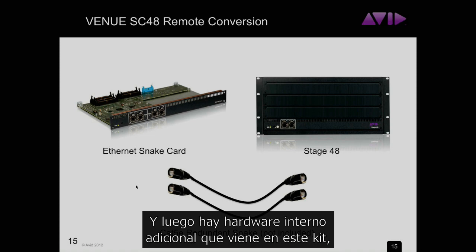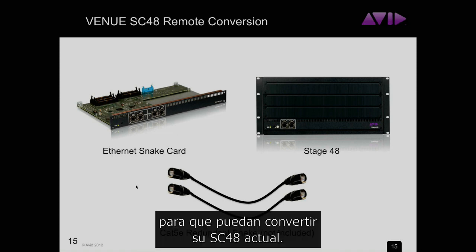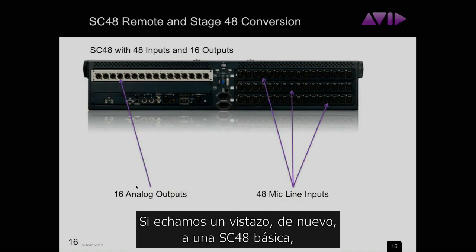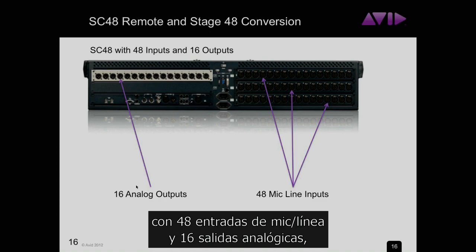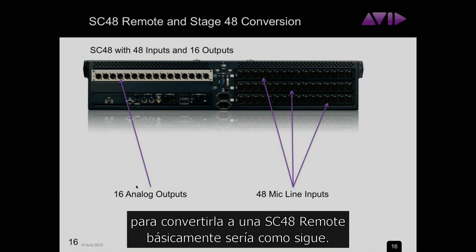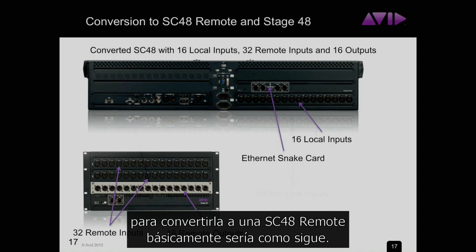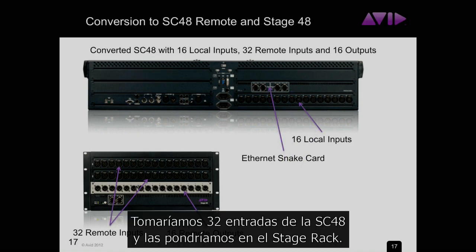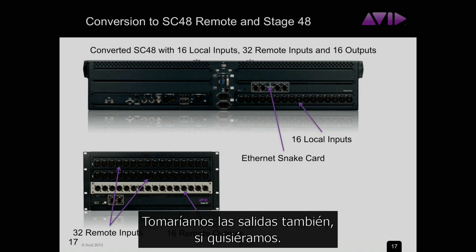And then there will also be some additional internal hardware that comes with this kit as well, so that you can convert your existing SC48. So if we take a look back again to a basic SC48, which is 48 mic line inputs and 16 analog outputs, if we were to convert that to SC48 remote, it essentially would go like this. We would basically take 32 inputs out of the SC48, put them in the stage rack. We could take the outputs with it if we wanted to.